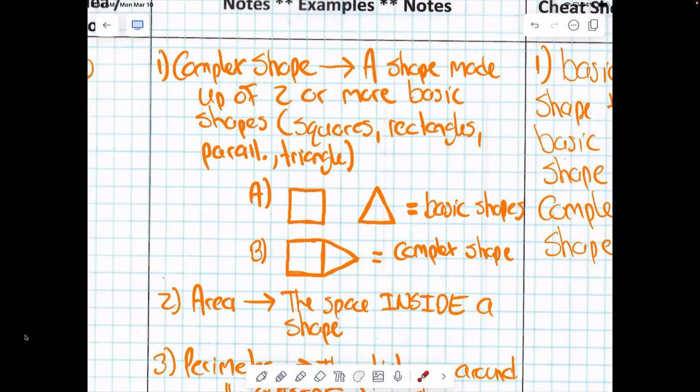Lots of times, this line's not even listed there. So lots of times the complex shape, if I just would turn this right side up, would be like that. And if we draw a line here, we have a triangle, we have a rectangle, right? So you can see our square and our triangle made up the basic shapes. Okay, so we have basic shapes, complex shapes, yes?